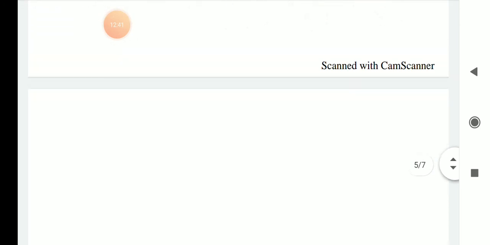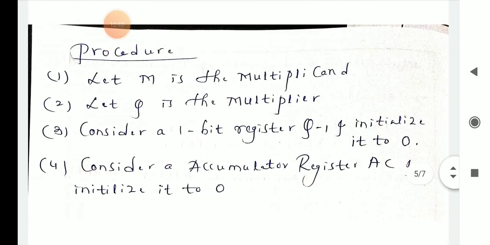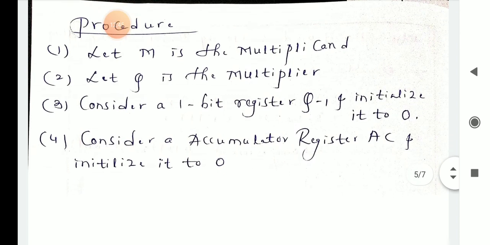So let us take one more example. Before starting this one more example, what is the procedure of Booth's algorithm for the multiplication part? First step is what? Let M be the multiplicand, let Q be the multiplier. Consider a 1 bit register Q minus 1 and initialize it to 0. Consider an accumulator register equal to AC and initialize it to 0. Already you know this in the flow chart. So whatever the flow chart is, that is the procedure part.